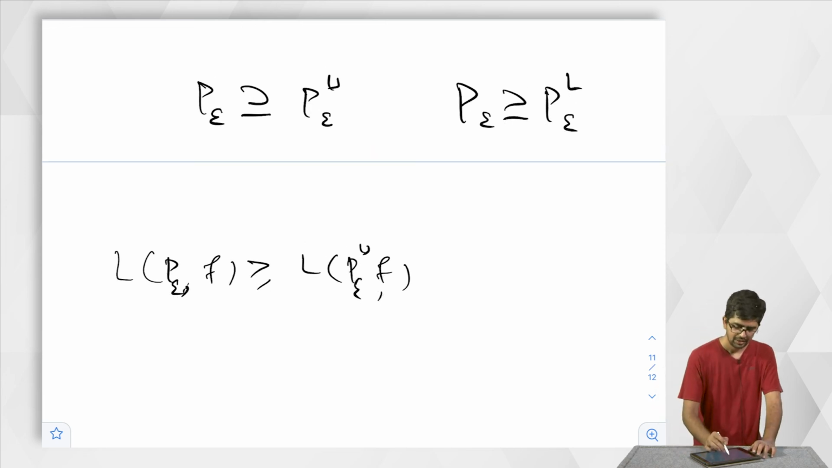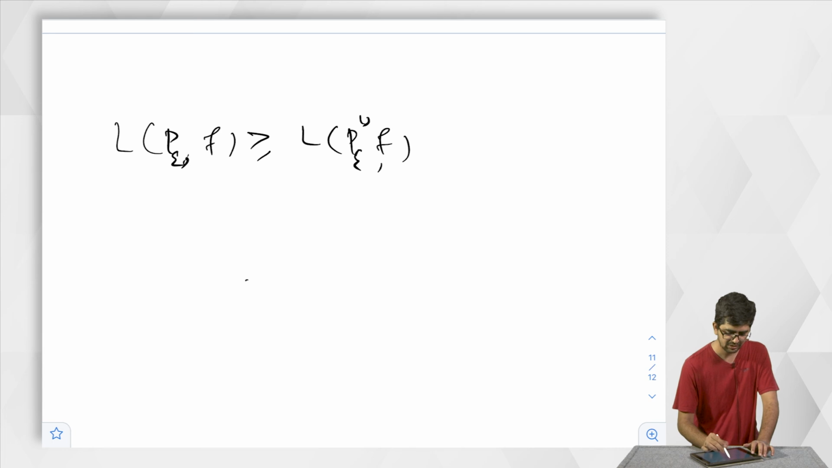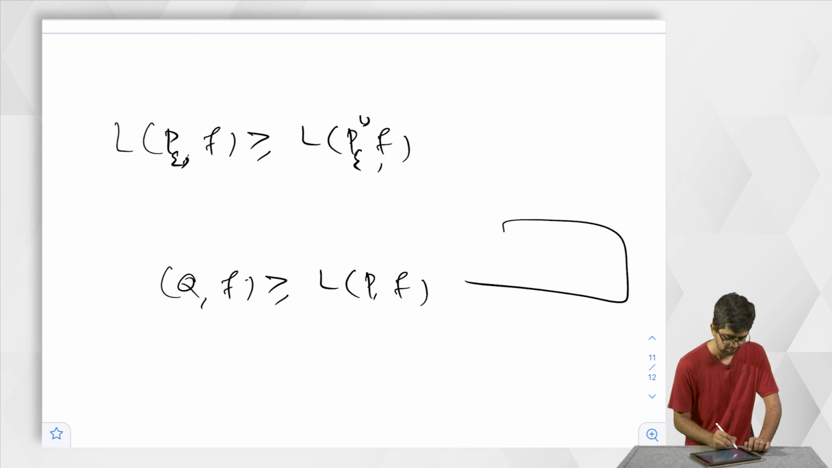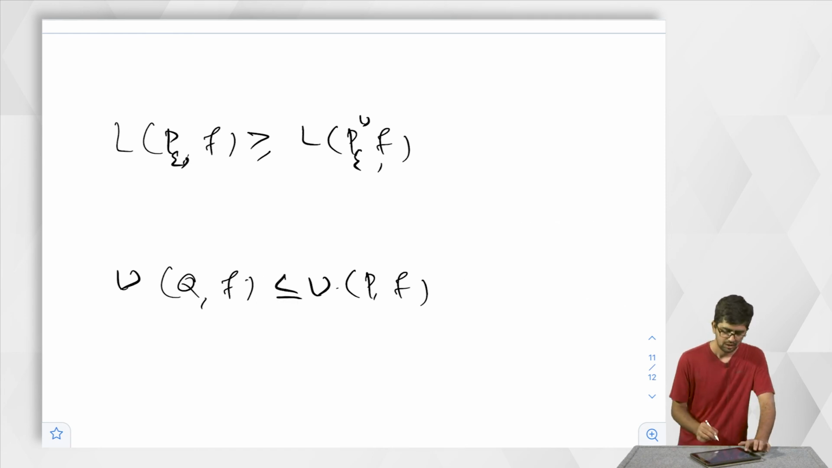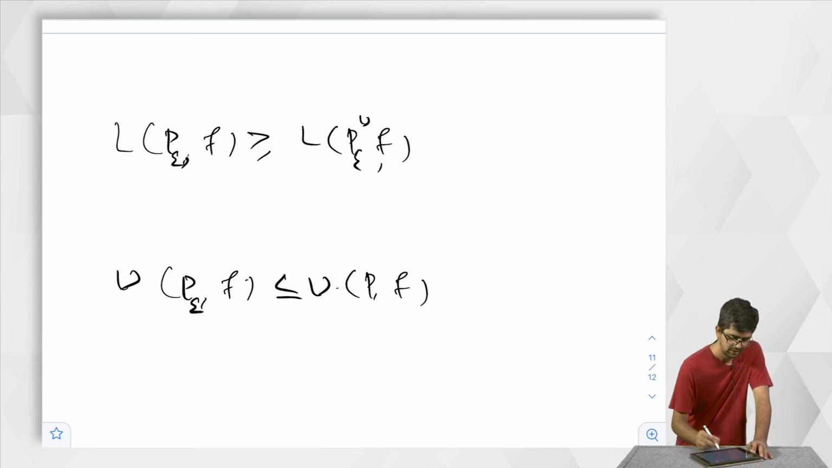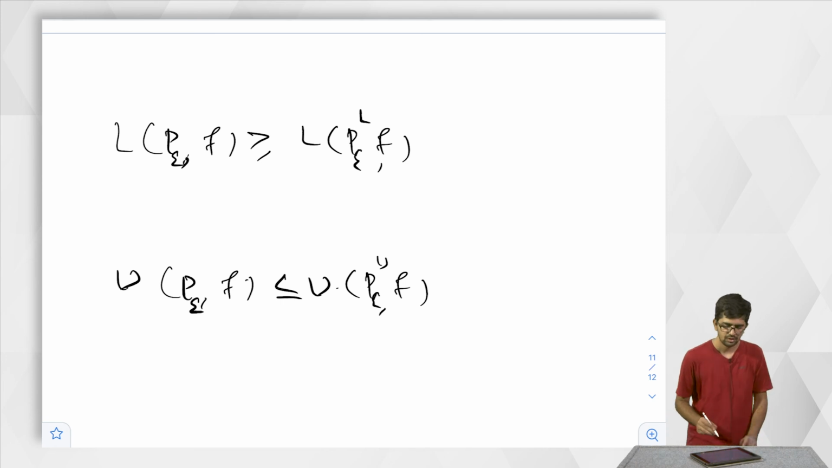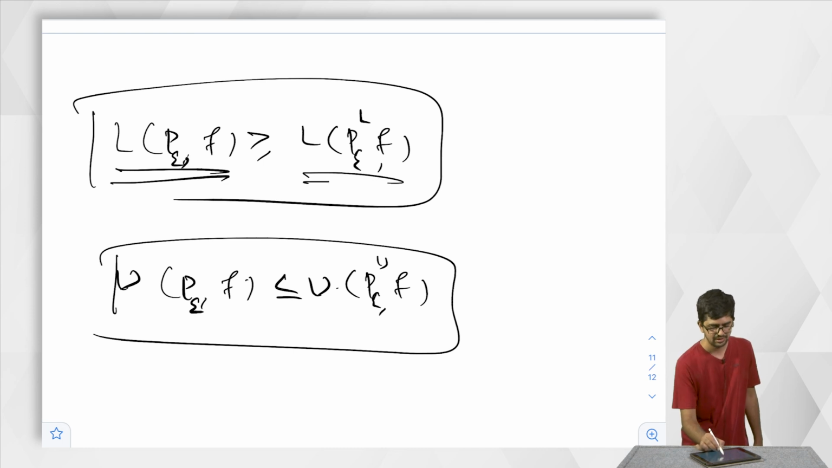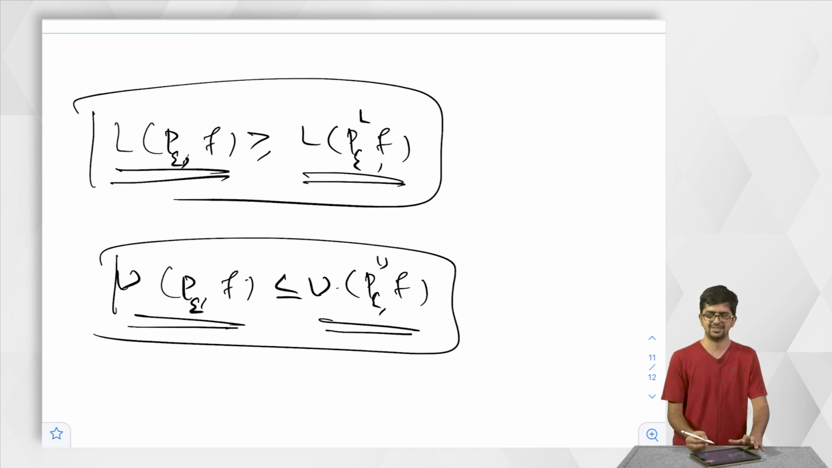Now, in case of the upper Darboux sum, it is reversed. So, this is the U, if I take this to be U, then this should be reversed. Now, Q is now P_epsilon, this is again P_epsilon of U, okay, this is L. So now we have these two inequalities: L(P_epsilon, F) is greater than this, U(P_epsilon, F) is less than this.